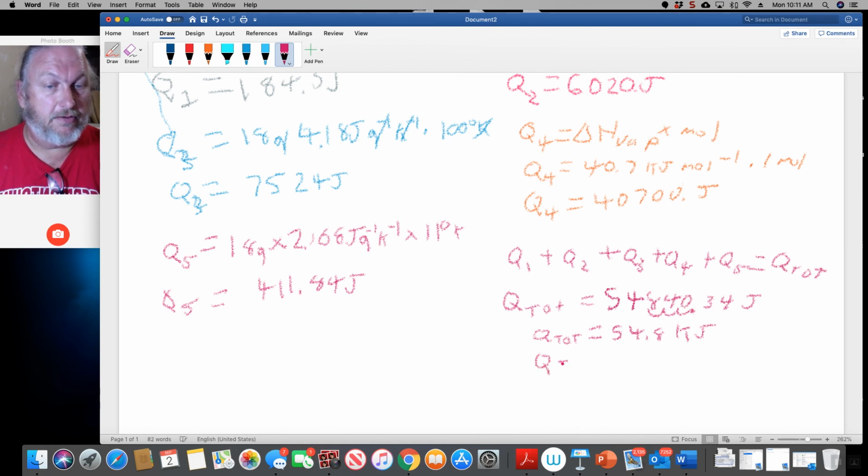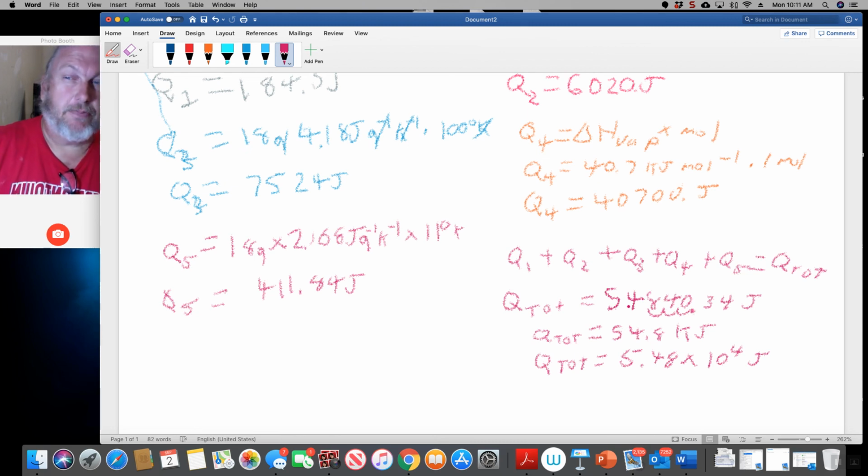So another term for Q total would be 5.48, 3 significant figures, times 10 to the 4th joules, because I moved my decimal over 1, 2, 3, 4. Either one works. So there's that problem.